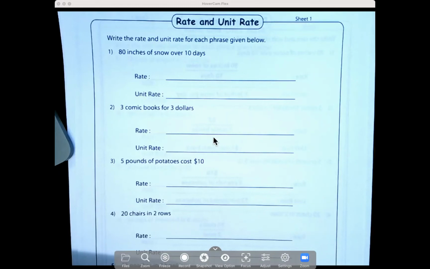All right, I think we're good now. Let me see if I can zoom in just a tiny bit more over here.